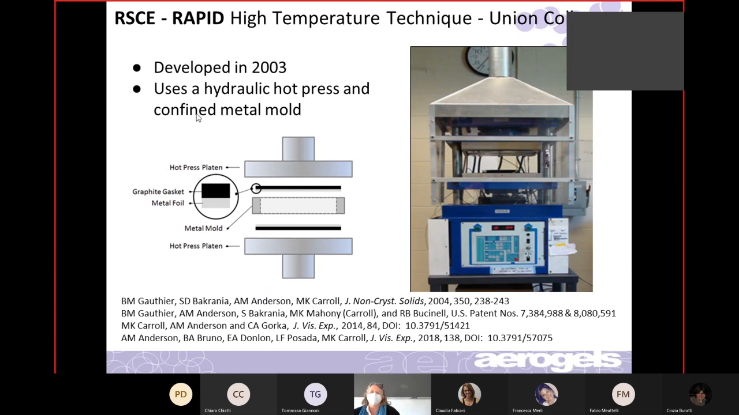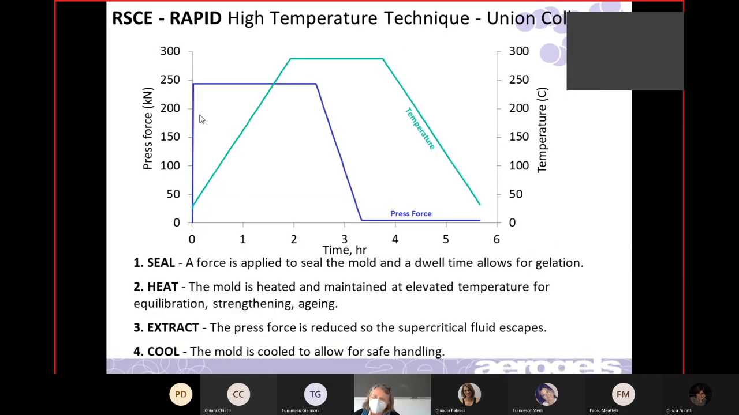So this is the press force. This is the time, and this is the temperature. And in the first step, we fill a mold with the aerogel chemicals, and we close the mold and we seal it. So that's the step. Okay, so the press force, we ramp it up and seal it. And then we start to heat it. The next step is to heat it, and that's shown here with the temperature line.